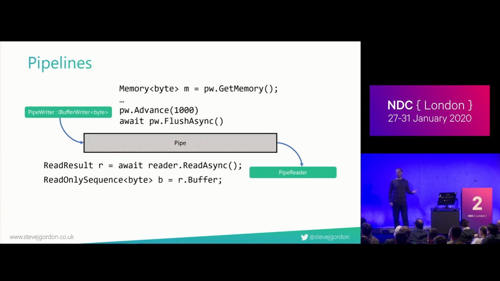We get back a read result. On the read result is a buffer. And that buffer is, interestingly, of type ReadOnlySequence. Why ReadOnlySequence and not memory? Well, the reason is the pipe in advance doesn't generally know how much data you're going to give it.